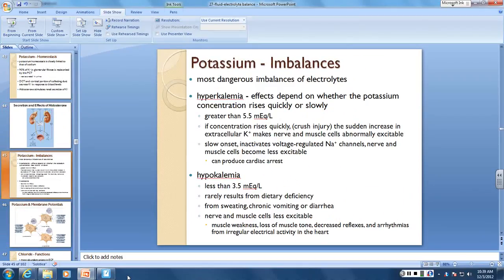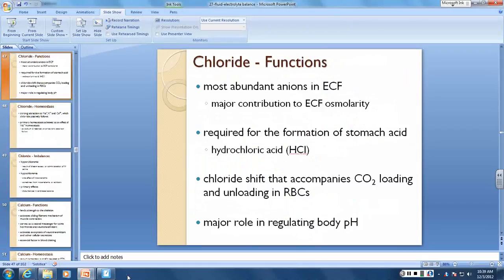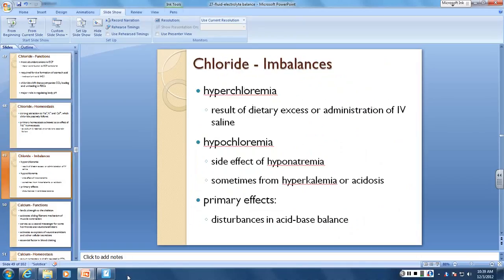And there's that word hyperkalemia and hypokalemia. Too much potassium, too little potassium. So those conditions can be very dangerous, as you all will see.